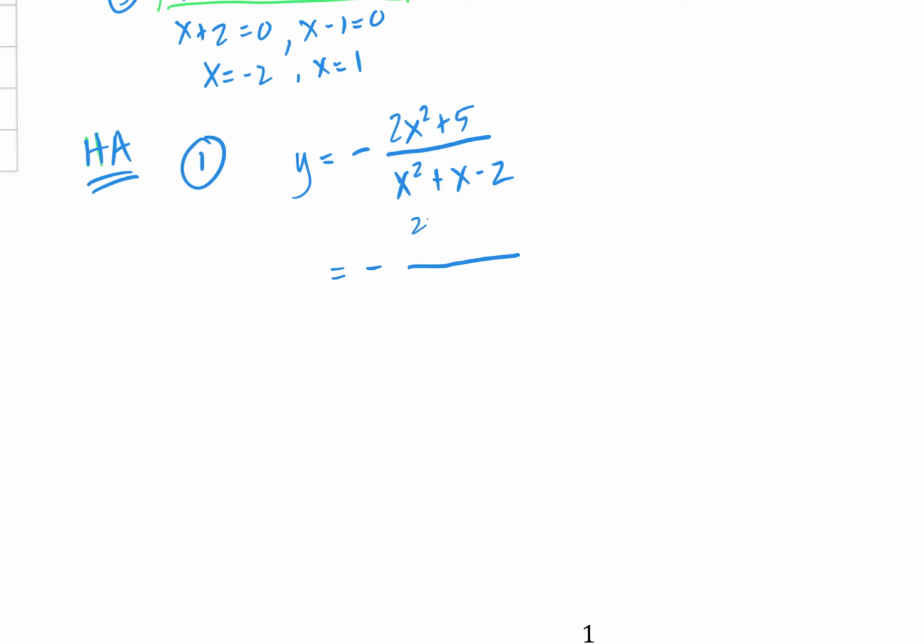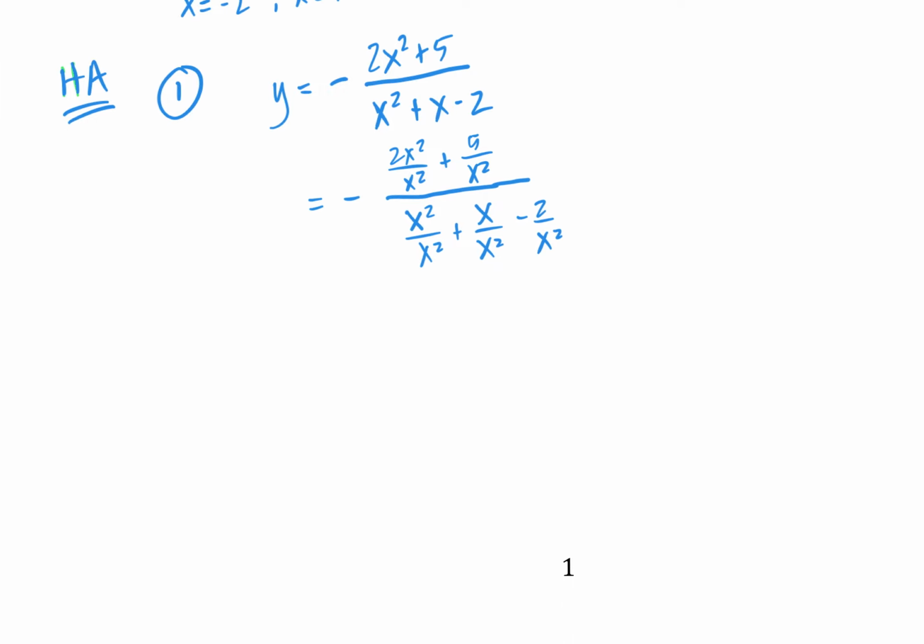So it's going to be 2x squared over x squared plus 5 over x squared. You're dividing every term by the variable of highest degree. The denominator is going to be x squared over x squared plus x over x squared minus 2 over x squared. And this idea of dividing out by the highest degree, we use that a lot in calculus.